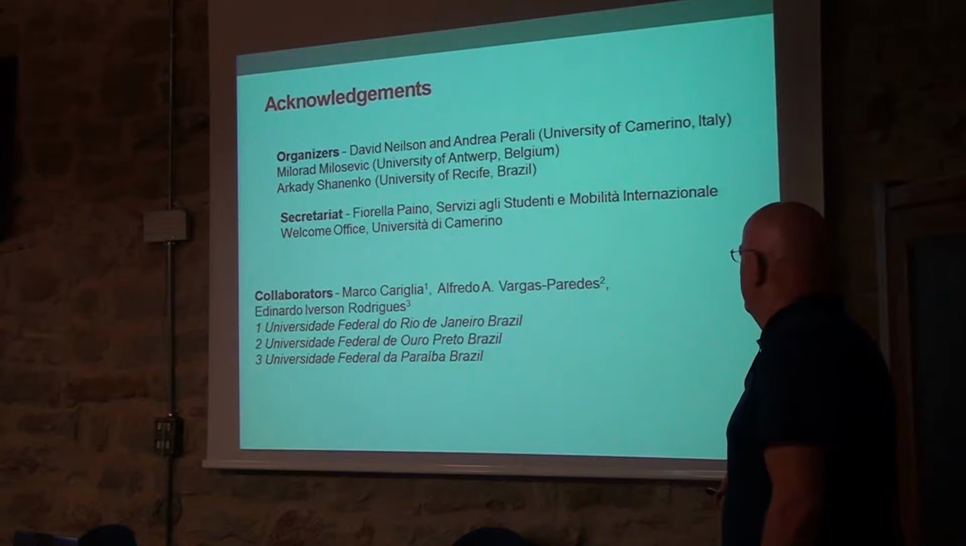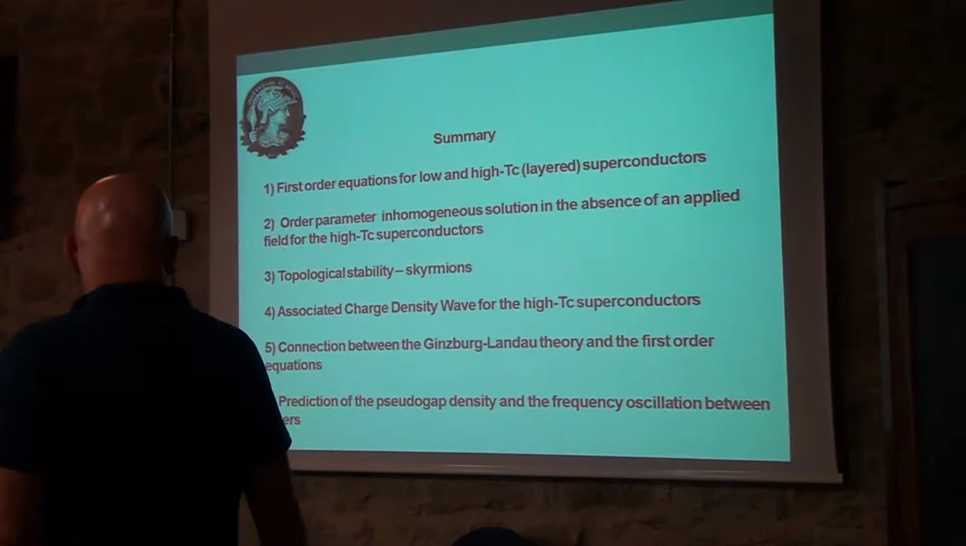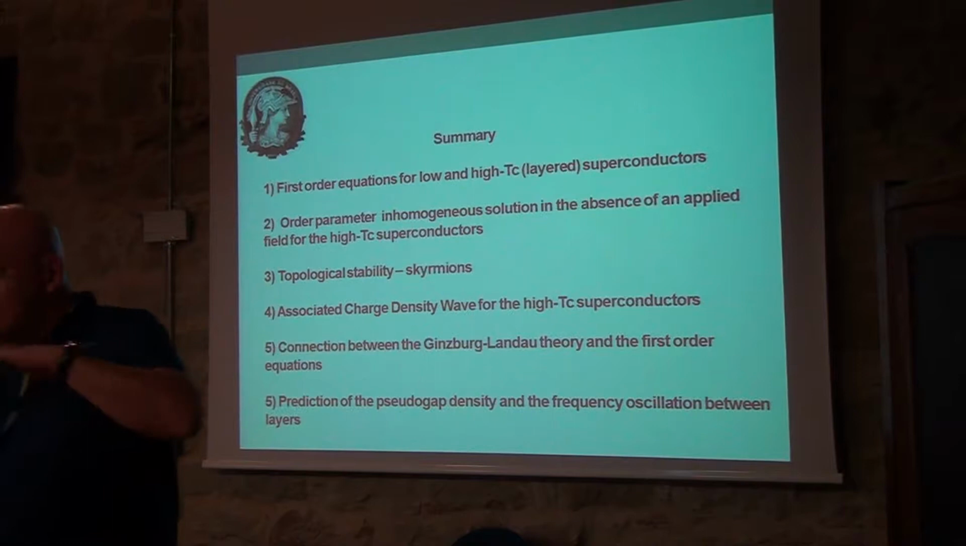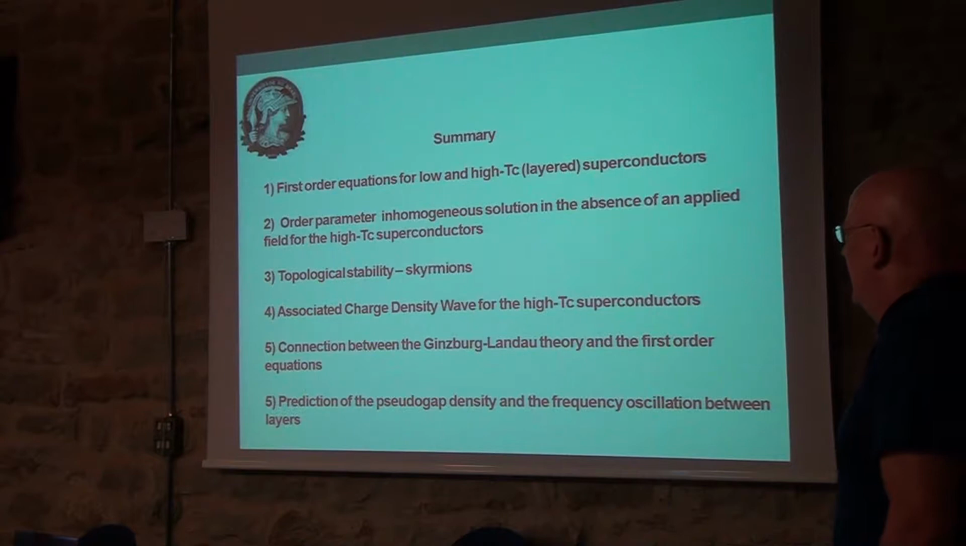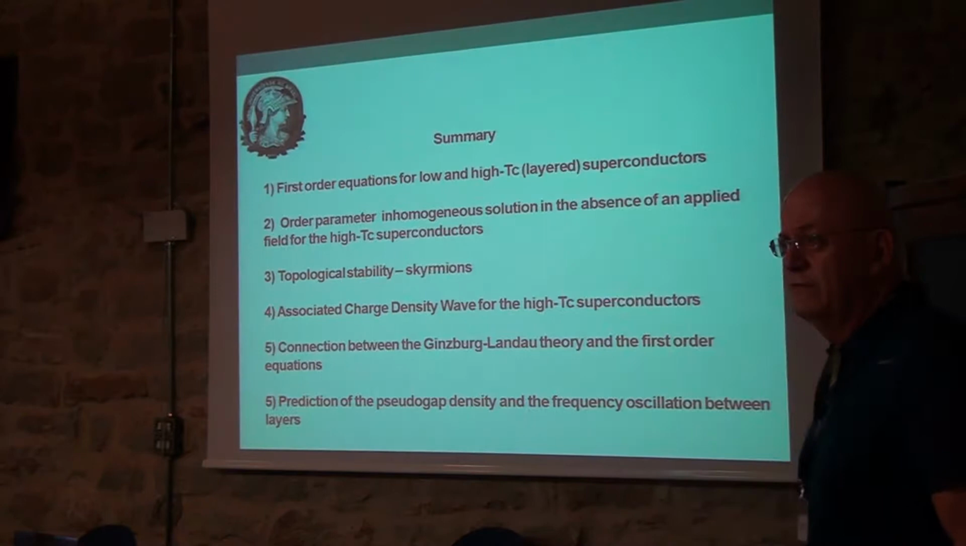The summary of this talk is that I'll be talking about a first order, non-deparameter approach to superconductivity. I'll be talking about first order equations for low and high TC superconductors. I understand as high TC superconductors those layer compounds where superconductivity originates in the layers. I'll show you that there are inhomogeneous order parameter solutions, in the absence of an applied field, for the high TC superconductors in this approach. And they essentially consist of skyrmions, which are topologically stable.